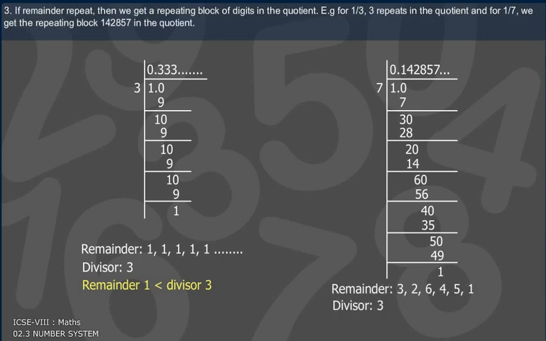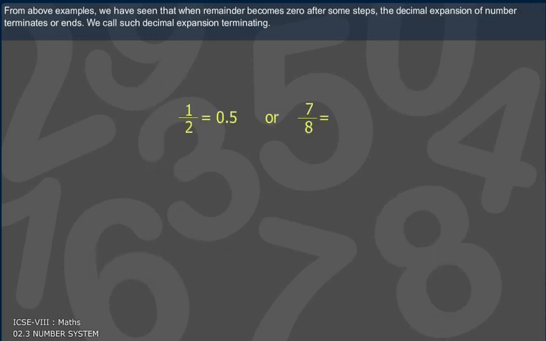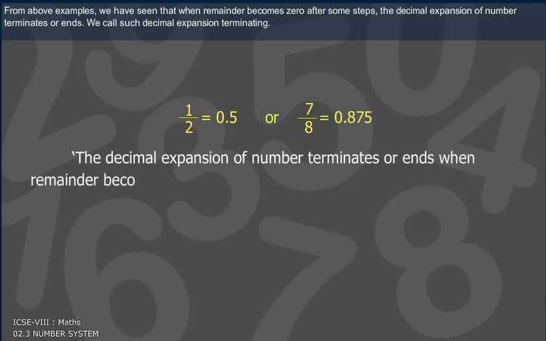And third, if remainders repeat, then we get a repeating block of digits in the quotient. Example, for 1 upon 3, 3 repeats in the quotient, and for 1 upon 7, we get the repeating block 142857 in the quotient. From the above examples, we have seen that when the remainder becomes 0 after some steps, the decimal expansion of the number terminates or ends. We call such a decimal expansion terminating.